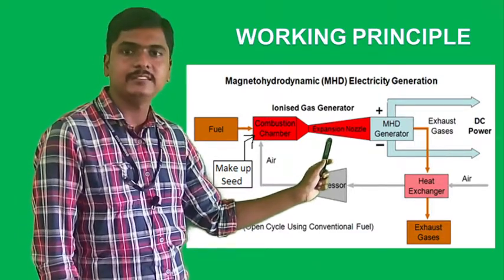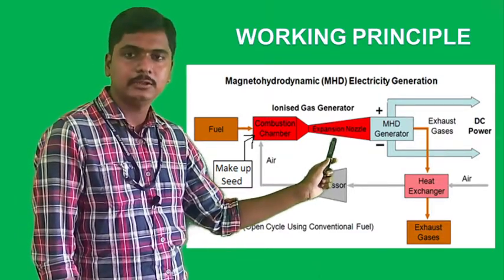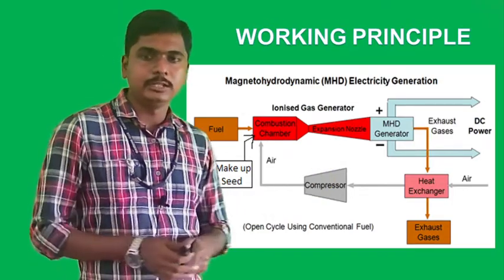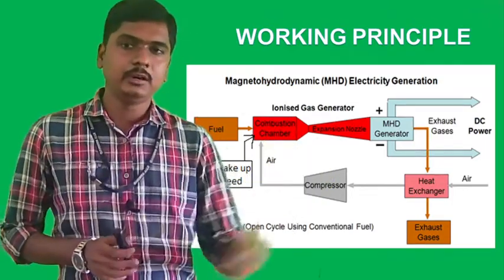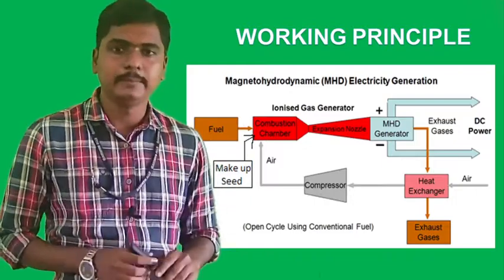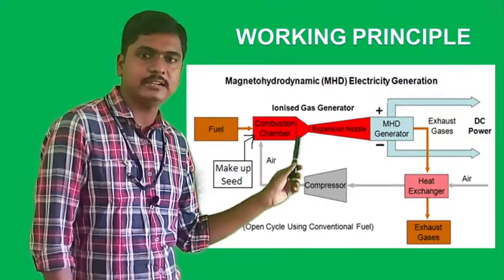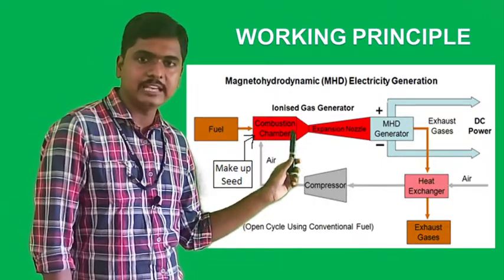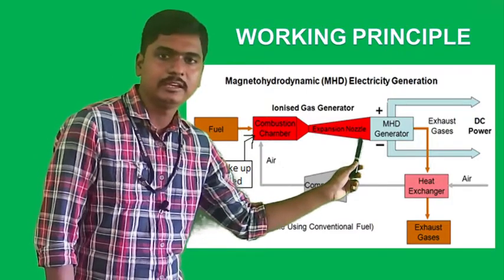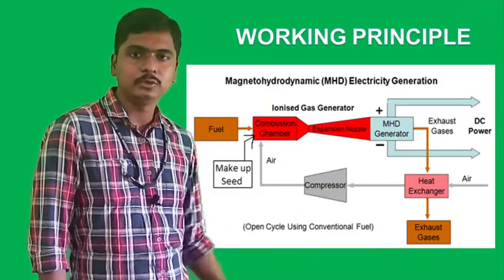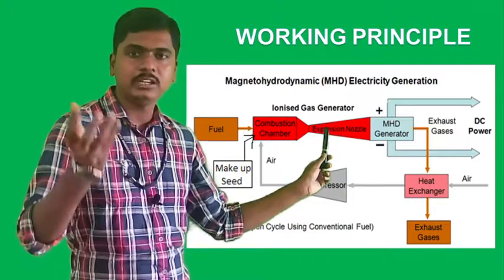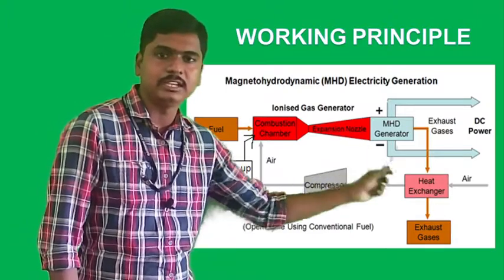Okay, it is written expansion nozzle. So what is the property of the nozzle? It will increase the velocity of the incoming fluid. So whatever gas is generated at the combustion chamber, that gas is made to flow through the expansion nozzle. There the velocity of this gas will increase.